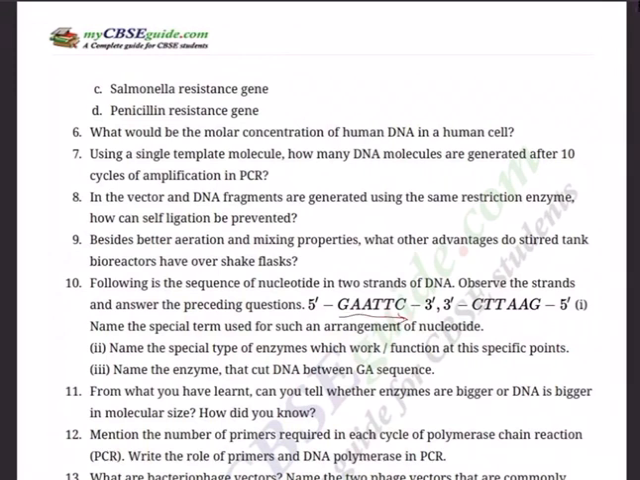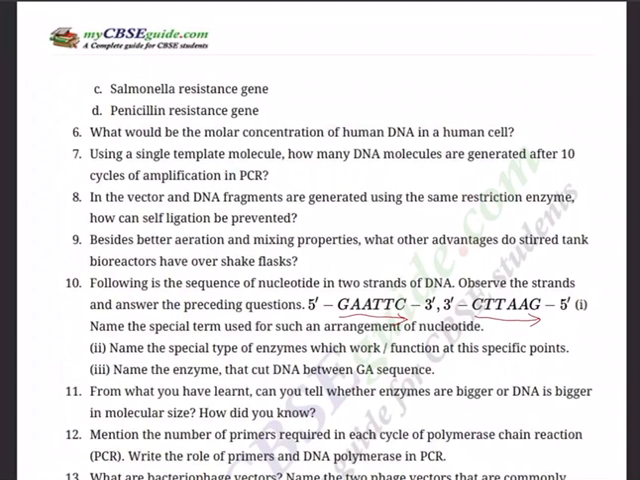Just see GAATTC and reverse CTTAAG. I gave the clue, Malayalam, Gadag. Okay, try to recollect it. Question 2. Name the special type of enzymes which function at these specific points. Question 3. Name the enzyme that cuts DNA between G and A sequence.